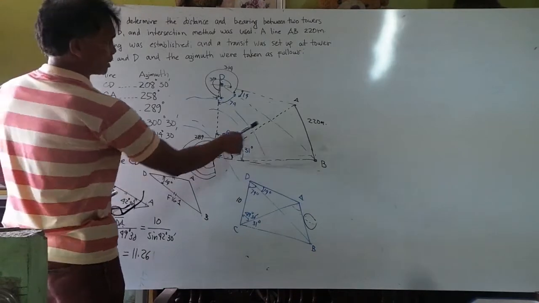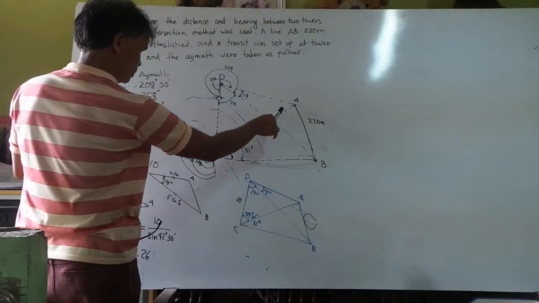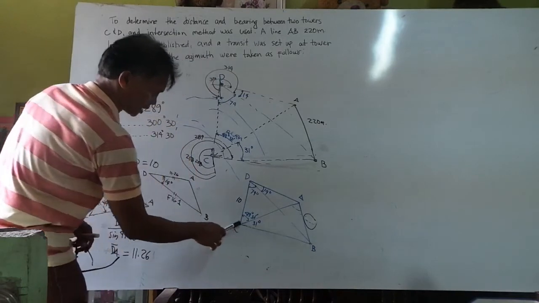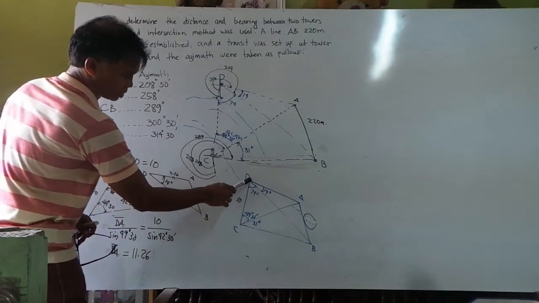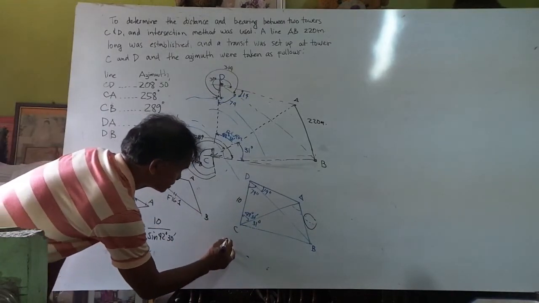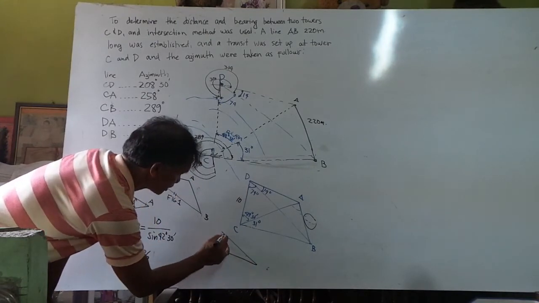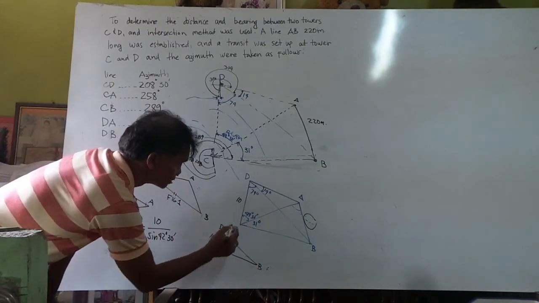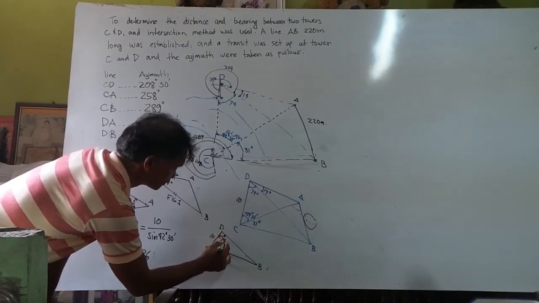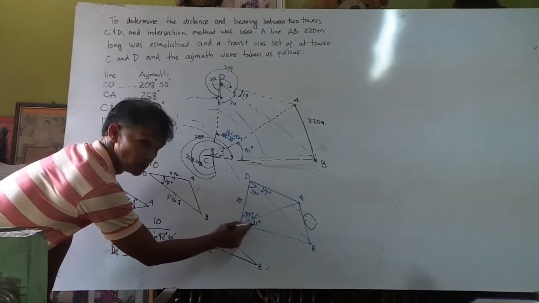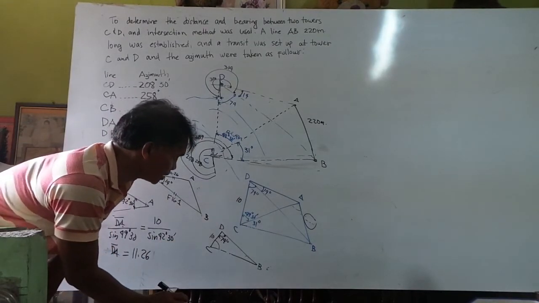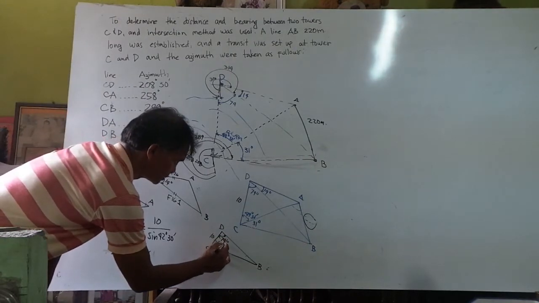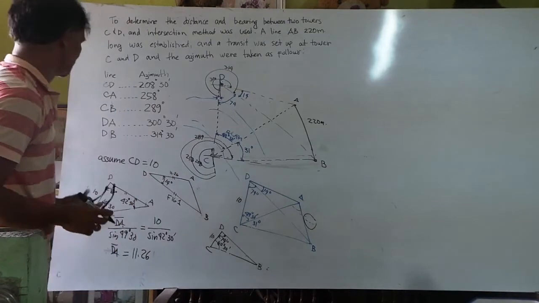So, the DB, we can extract this triangle. If this is your DB, then this is your DB. So, we can extract this triangle. Kaya naman, we can use our assumption 10. So, we can have this triangle. This is D, this is C, this is B, and this is your 10. So you have here 74 degrees, which is the sum of these two angles. So it is 80 degrees and 30 minutes.